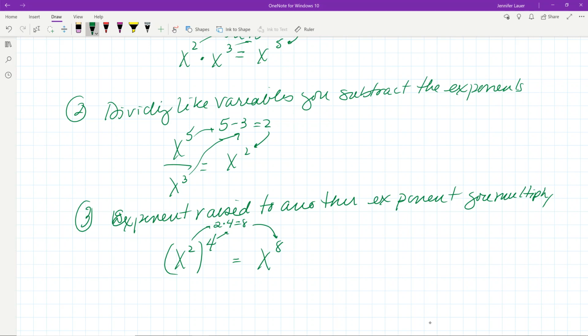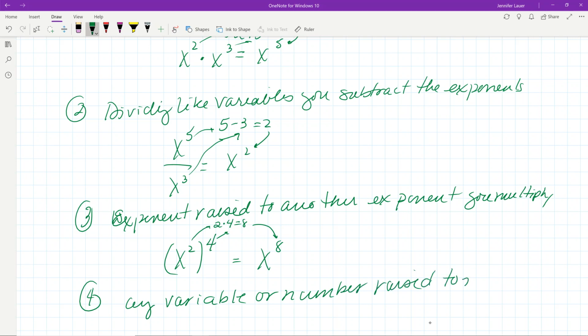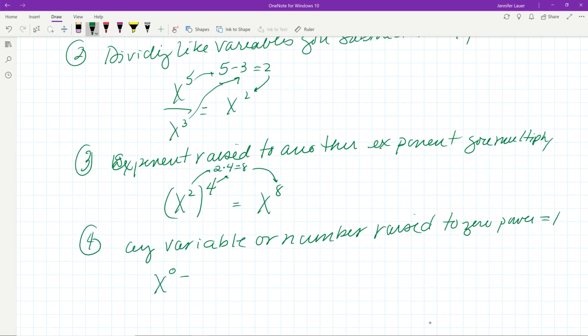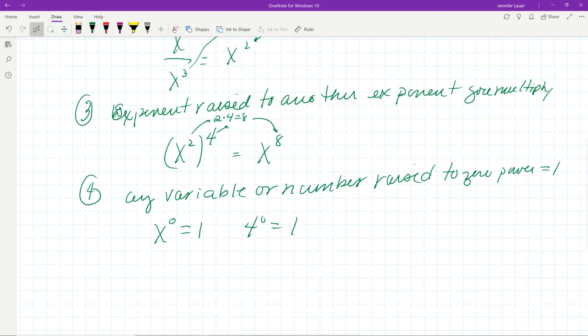Okay. Another thing is any variable or number raised to the 0 power always equals 1. So for instance, x to the 0 equals 1 and 4 to the 0 equals 1.